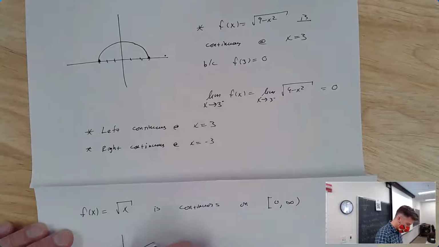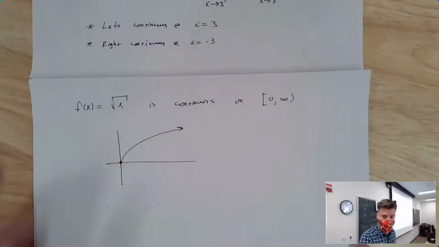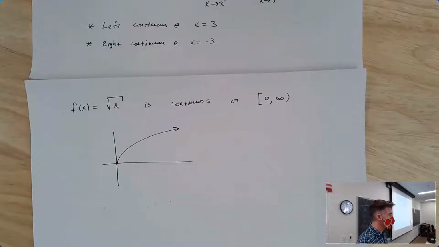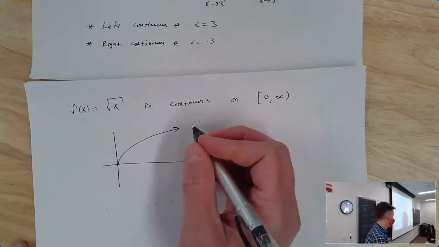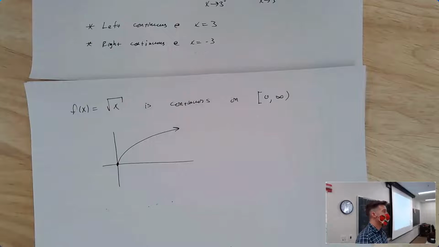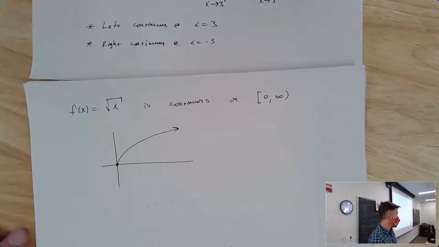I mean, right? Doesn't it look continuous on its whole entire domain? Right? I can start it here and I can draw the whole thing without lifting my pen off the paper. It is continuous on its whole entire domain. But it should be noted that at 0 specifically, you can only talk about the limit from the right-hand side.